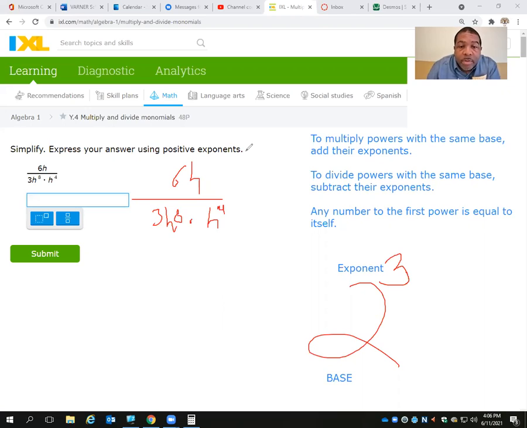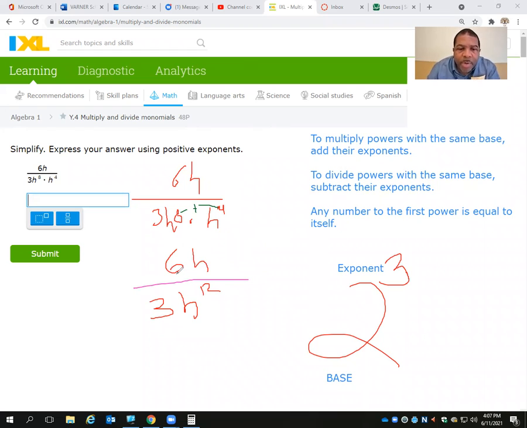Okay, cool. So first thing I want to do is deal with these h's. I'm going to rewrite that as 3, and now h8 times h4, I'm going to add these. So that's going to be 3h12. How did I get 12? By adding 8 and 4. 8 plus 4 gives me 12. So on the bottom, I'll have 3h12, and on the top, I'm going to have 6h.